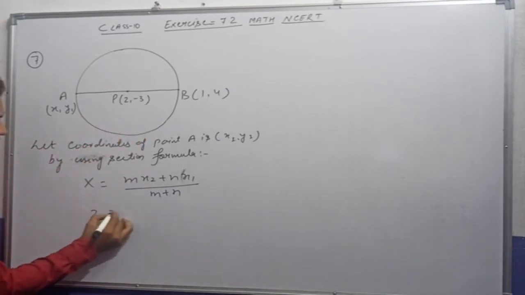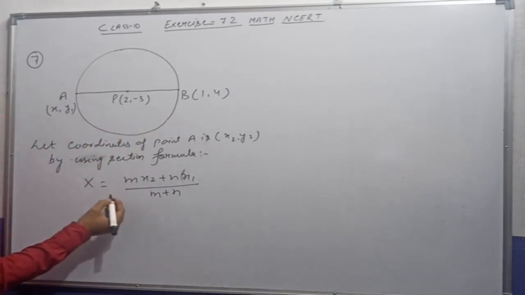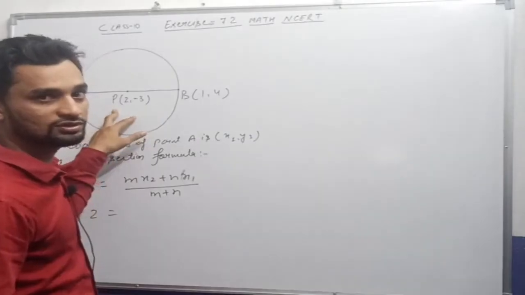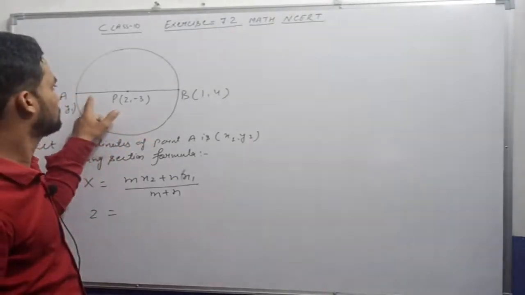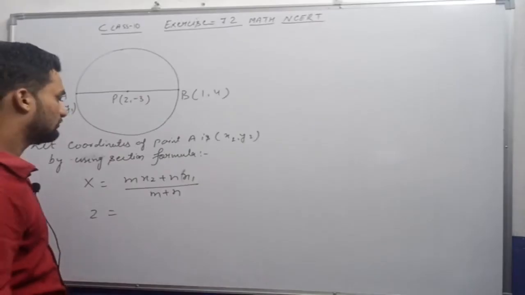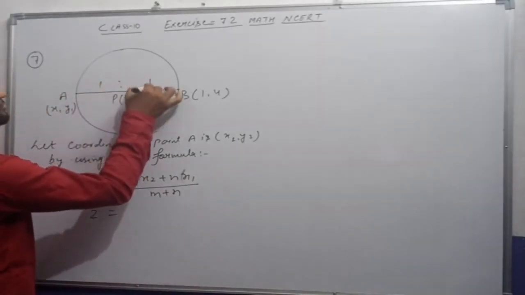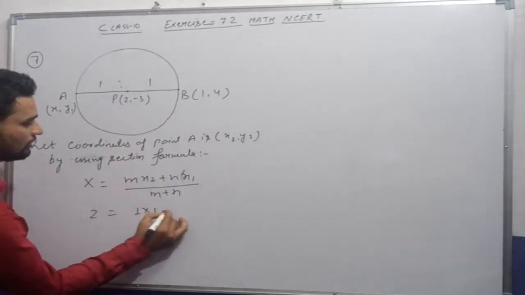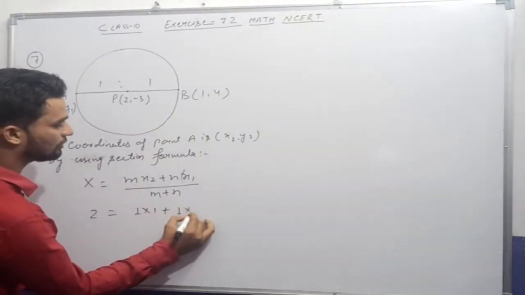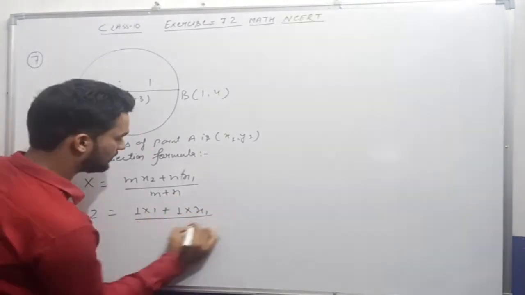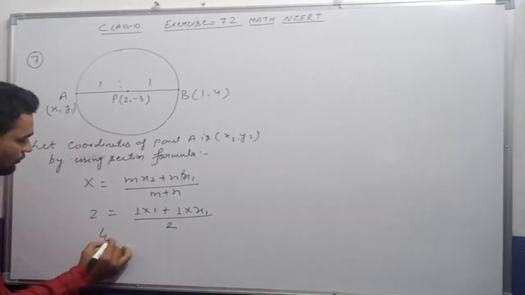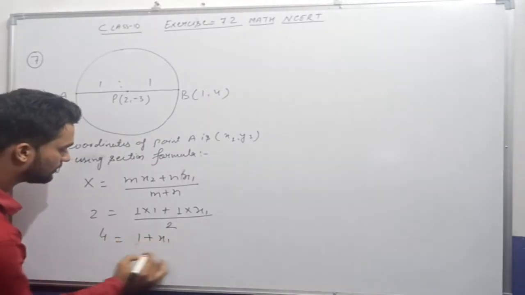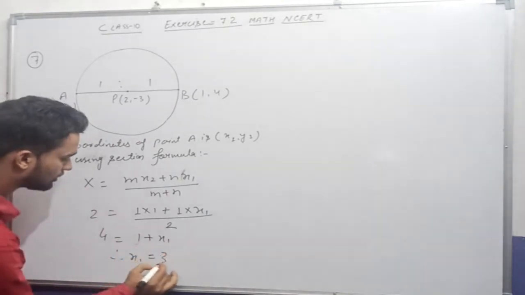So 2 is equal to... m is what? Ratio. As you know, this is the center of a circle, so the center is the midpoint of a diameter. So this will be 1:1. So m into x2 is 1, so 1 into 1 plus n, which is 1, into x1 we have to find, and this is 2. So 2 twos are 4, is equal to 1 plus x1, therefore x1 equals 3.